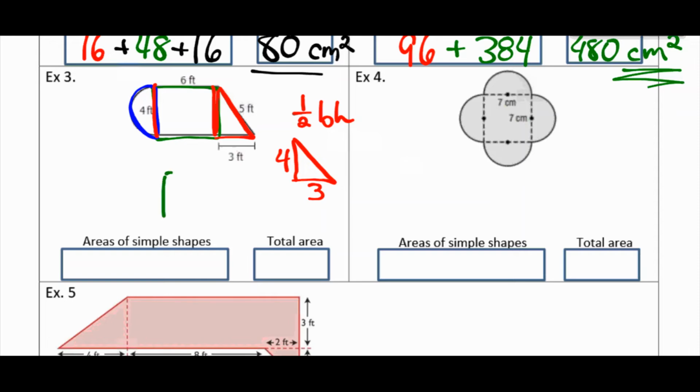Rectangle is kind of the same thing. I have the top, which I'm going to call the length, and the 4, the side here, I'm going to call that the width. That's my length and width, and that's really all I need for a rectangle. And then it comes to the half circle. So 4 is the whole way across that circle. 4 is the diameter.